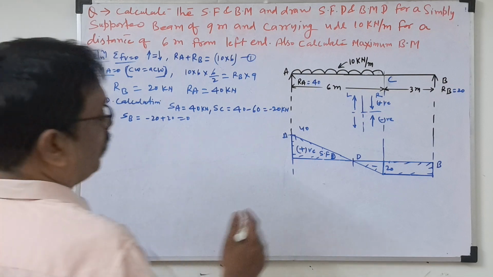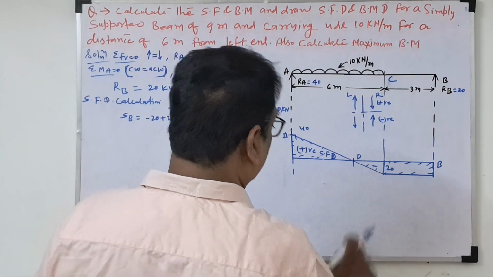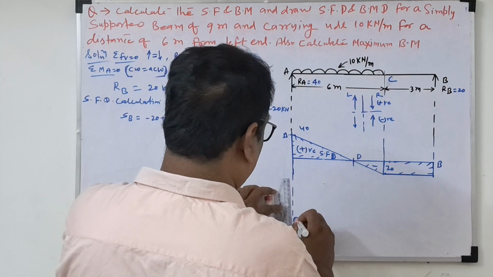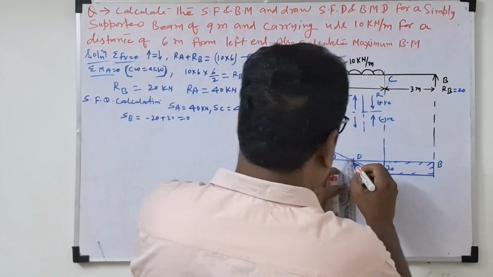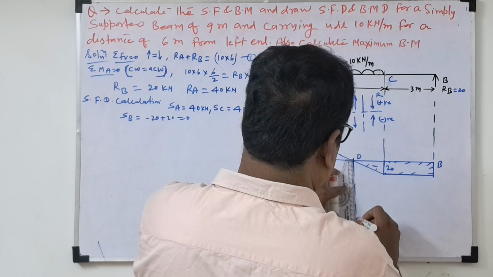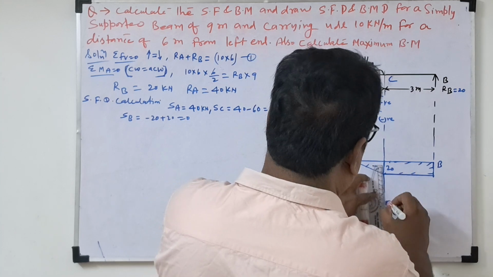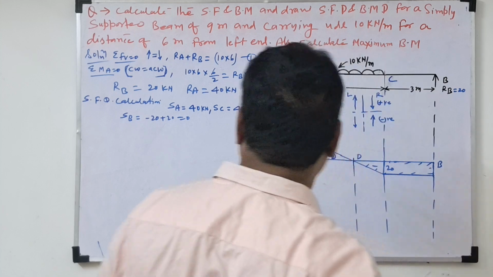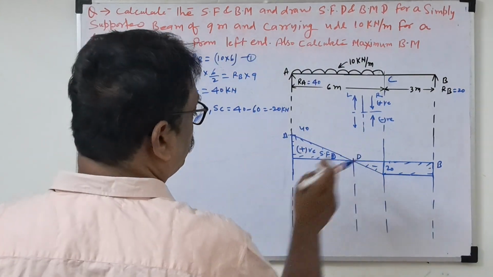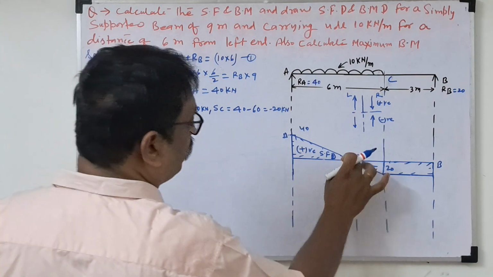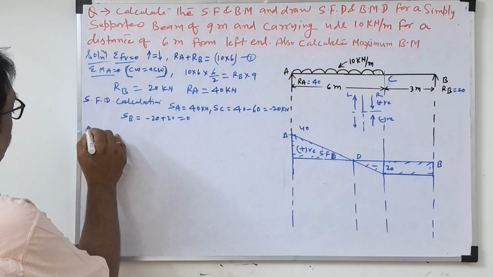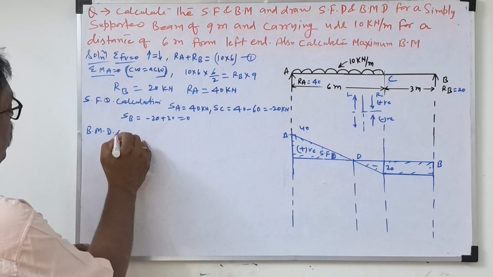So maximum bending moment will come at this point only. We'll see this calculation and substitute this value. We draw this line so we can draw the bending moment diagram. So at this point, maximum bending moment will come. At point D, shear force is 0. So now the bending moment diagram calculation.